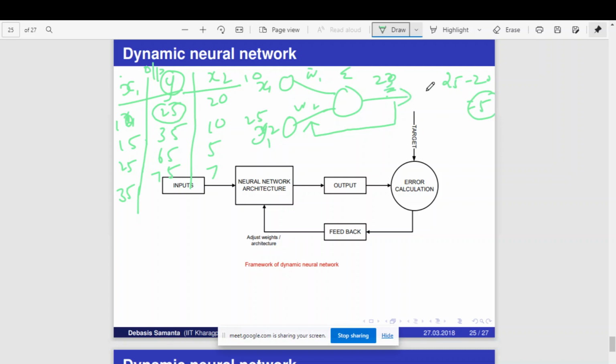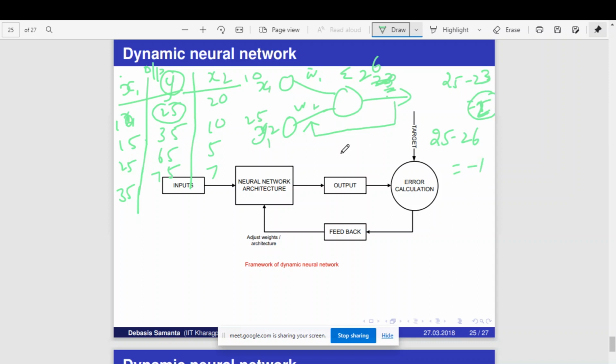So again calculate the error. 25 minus 23 is 2. Now the error is 2. Again, feedback will be given and once again the weight will be adjusted. But say after adjusting the weight, now the output is 26. Now the predicted output is 26, the actual output is 25. So 25 minus 26 is minus 1. Now the error is minus 1.